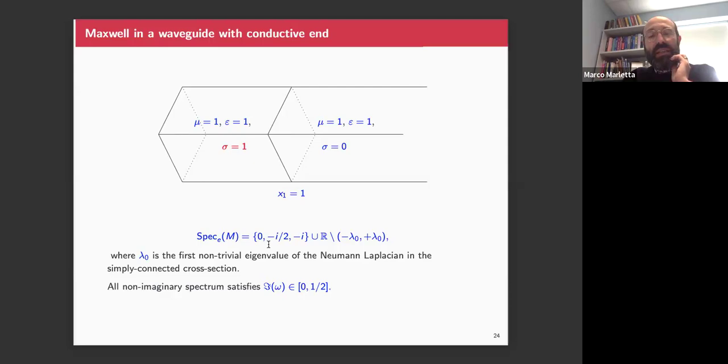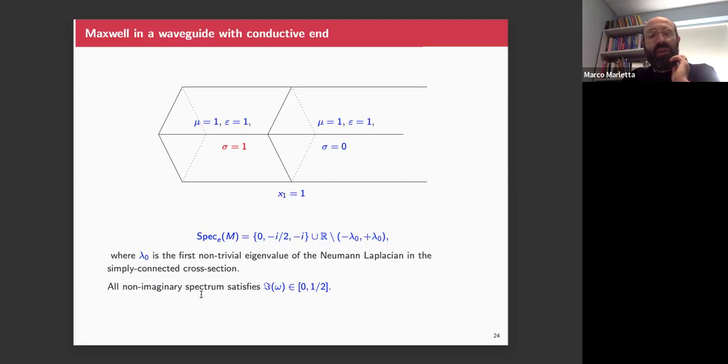It turns out in this case, the essential spectrum consists of a point at the origin, 2 points on the negative imaginary axis, and then a part of the real axis. Okay, the real axis with a gap removed around the origin. And this gap from minus lambda 0 to plus lambda 0, well, lambda 0 is the first non-trivial Neumann eigenvalue in the cross-section here.